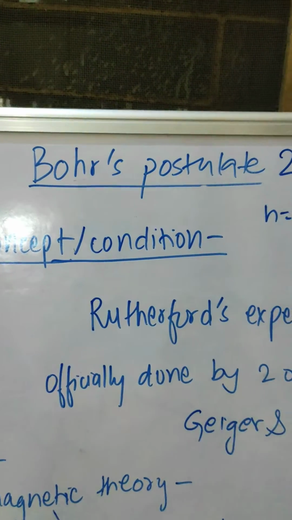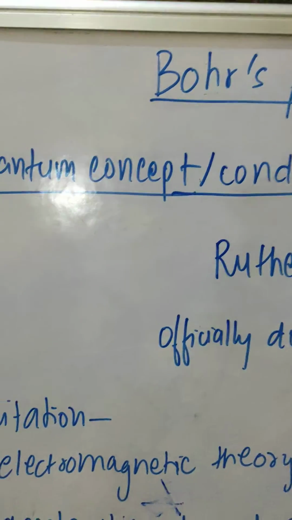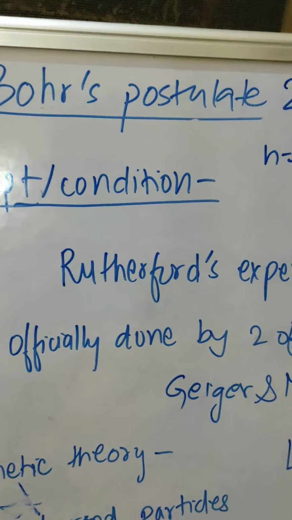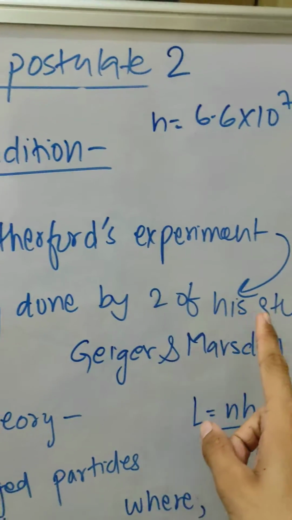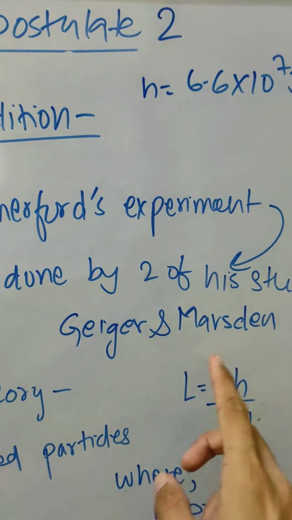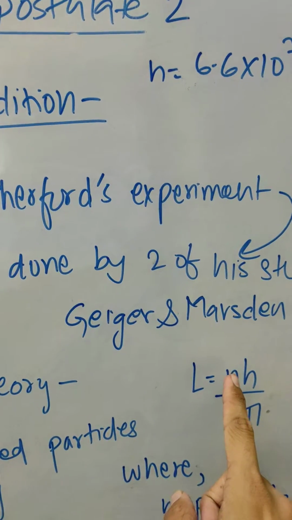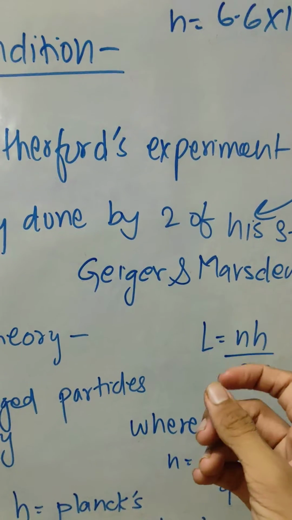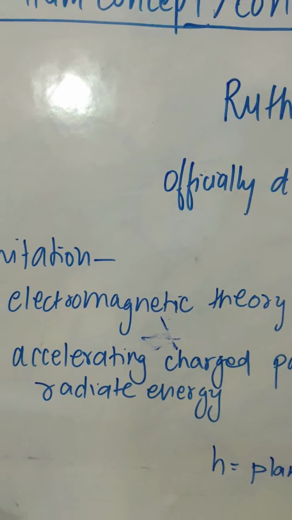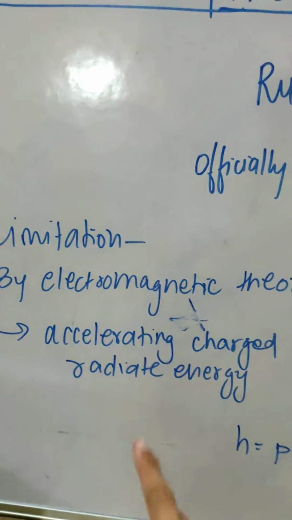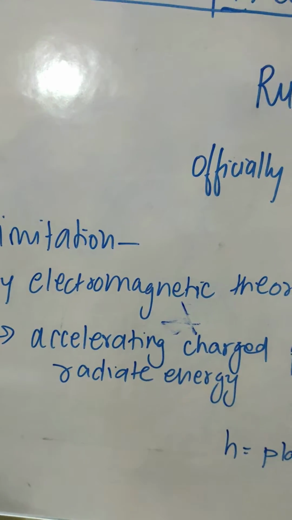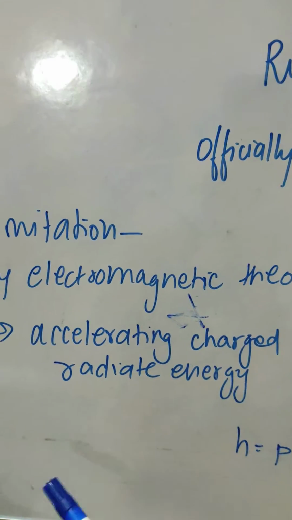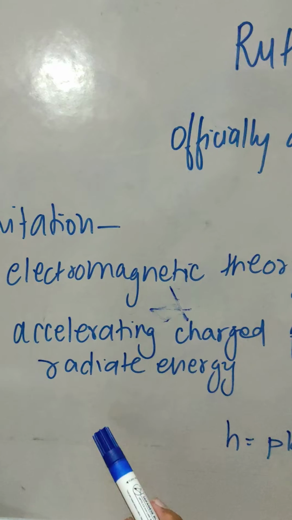Now we have Bohr's postulate, or the second postulate, that is the quantum condition. According to Rutherford's experiment, which was officially done by two of his students, Geiger and Marsden, the gold foil experiment, in which the gold foil was bombarded with alpha particles, the limitation of that experiment was that by electromagnetic theory, accelerating particles radiate energy.